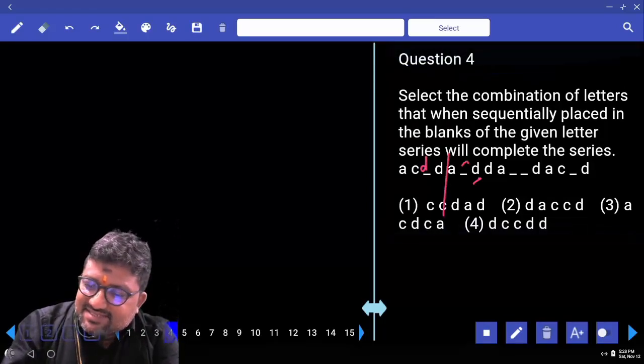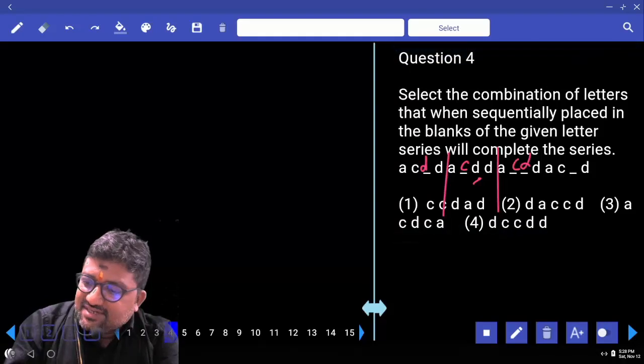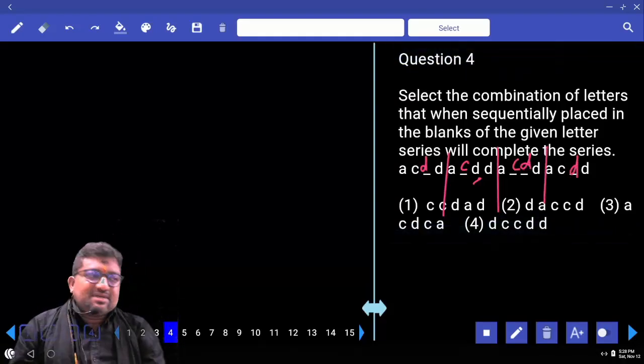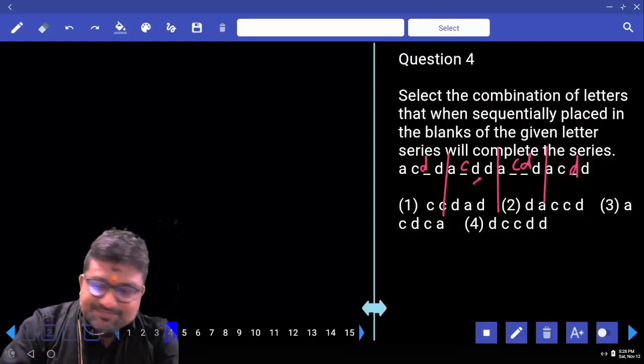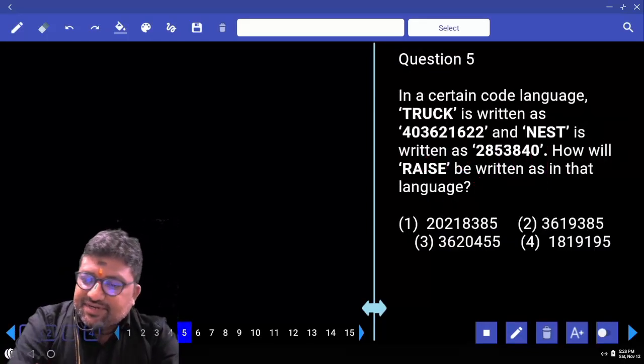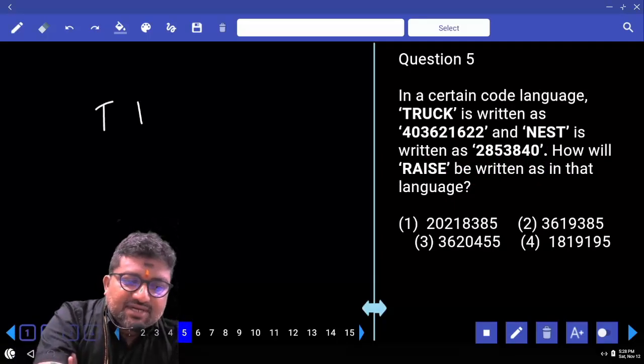Look at this, ACDD, done, as simple as that. With only one letter I have got my answer. Clear? Fifth, what's happening here? Truck. What is this truck coded as?